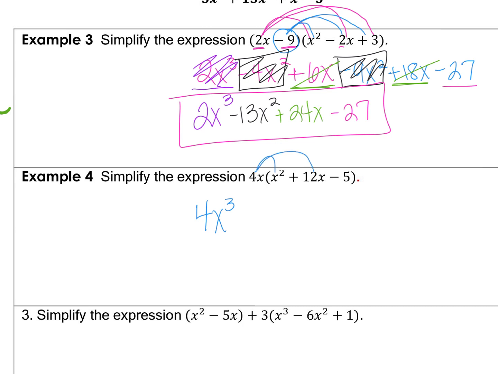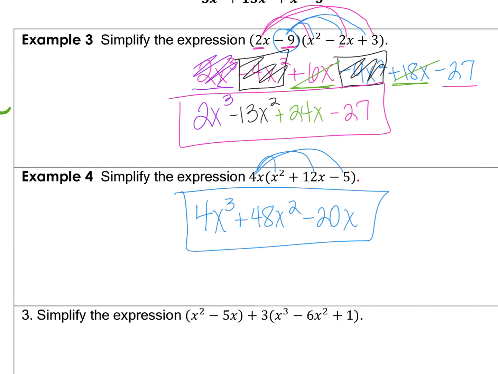4x times 12x would be 48x squared, because the x to the first times the x to the first is x to the squared. And then 4x times negative 5 is a negative 20x. After we distribute, notice none of these are like terms because they have different exponents, so this would be the final answer.